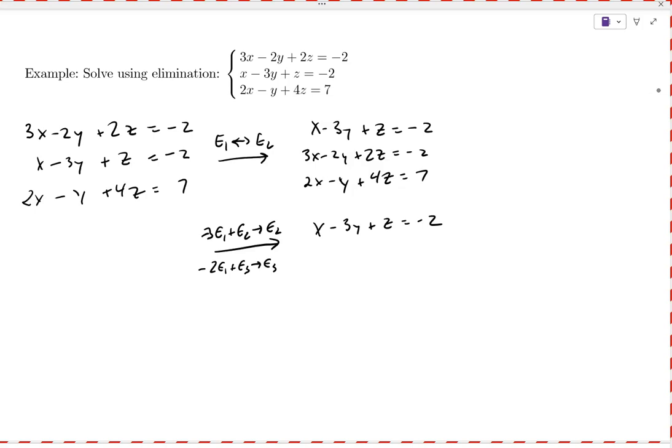All right, so let's go through the steps. Negative 3 times x is negative 3x, plus 3x gives me 0. Negative 3 times 3y gives me 9y, plus negative 2y gives me a positive 7y.